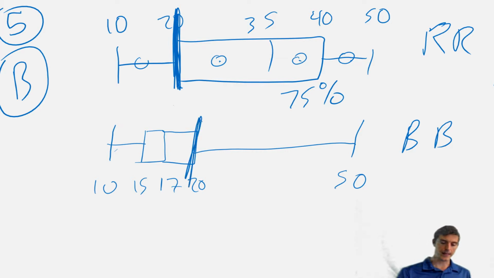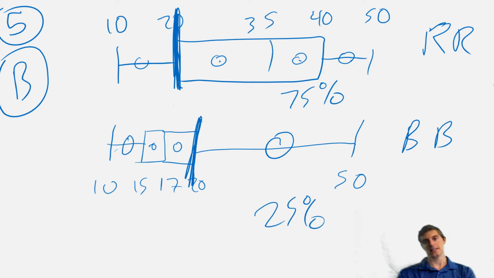Compare that to Barry Bounce Pass, who 75% of the time doesn't score more than 20 points. And only one section is above 20. So only 25% of the time does he score more than 20 points. So that would be another way to make the argument. It's also the answer for part B.